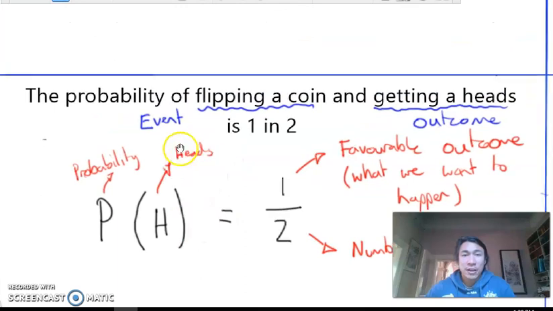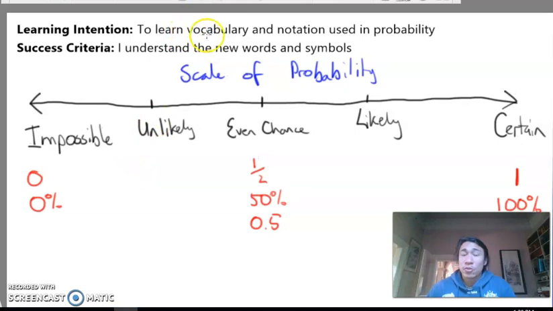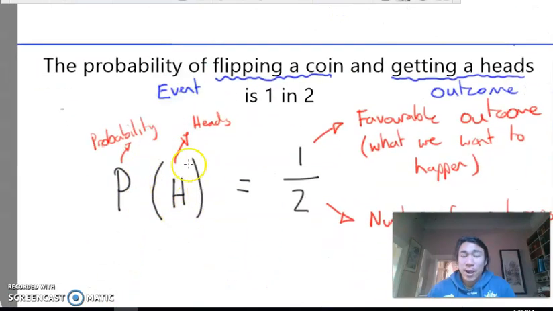So that's the end of this video. And what you've just covered is briefly some new words and vocabulary that we use in probability, a couple of new notation symbols, such as the brackets and how this all works together.